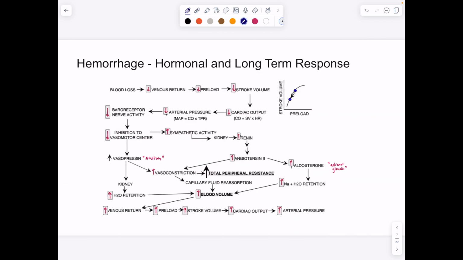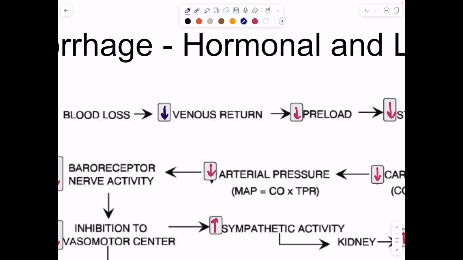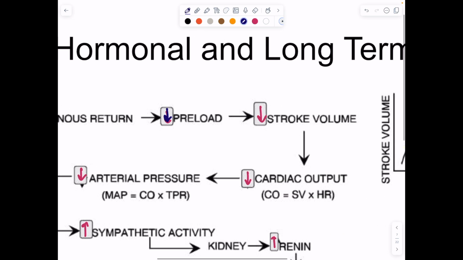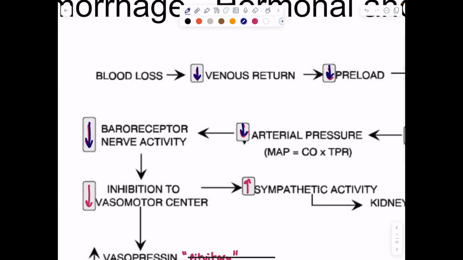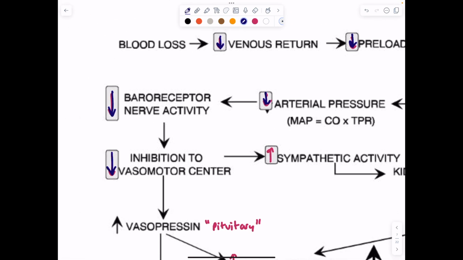All right, so what about the long-term response? Well, the long-term response is going to use hormones, right? And so basically the setup is the same. Blood loss means less venous return, less pressure on the atrial wall before contraction, then less stroke volume, less cardiac output, less arterial pressure, less baroreceptor firing, less inhibition to the vasomotor center, which means less inhibition to sympathetic activity, which means more sympathetic activity.